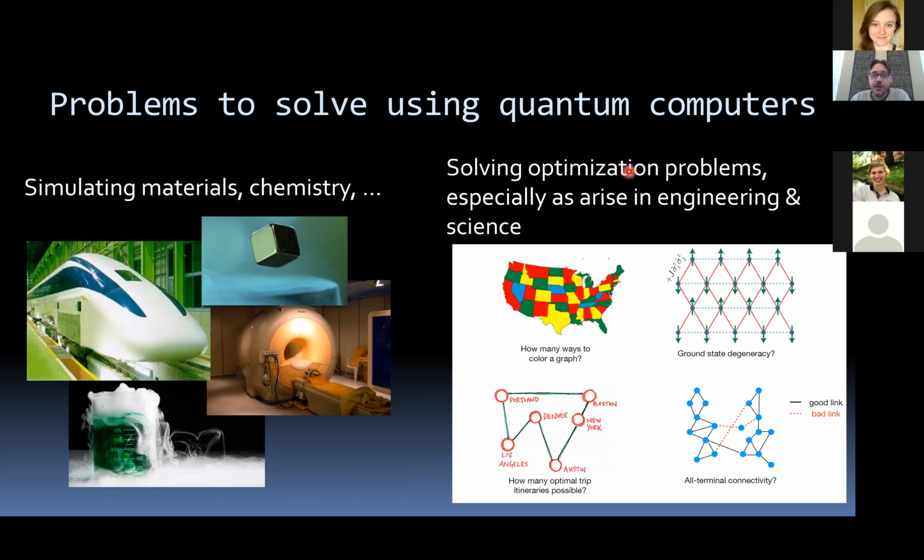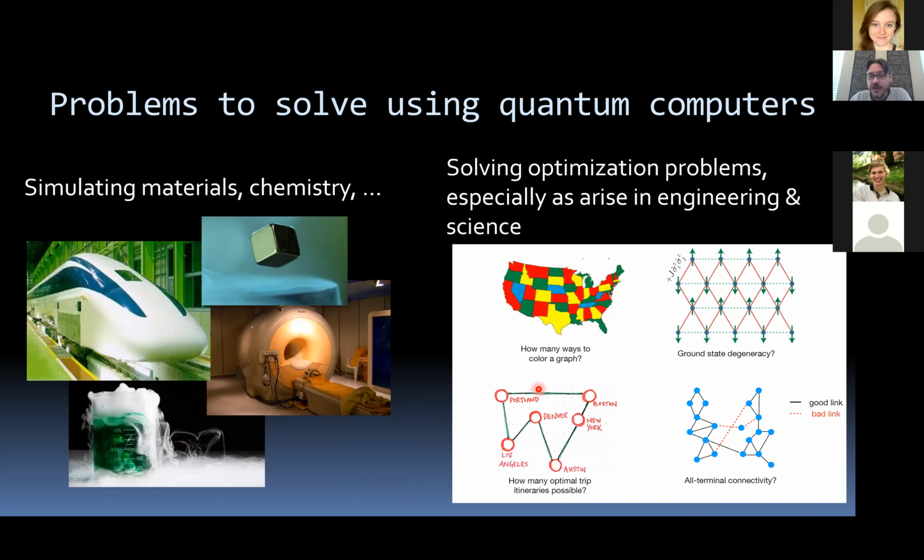So for example, you could ask questions like, how many ways are there to color a graph? So you have a graph and you want no two adjacent states here to be the same color. How many ways are there to do that? That's an incredibly difficult problem if you just try to enumerate all the solutions. That's actually an NP complete problem, or an NP problem, and so maybe it's not even so easy for a quantum computer to solve these, but maybe they can help in some way.